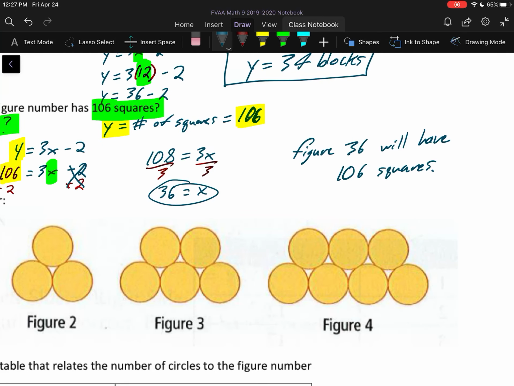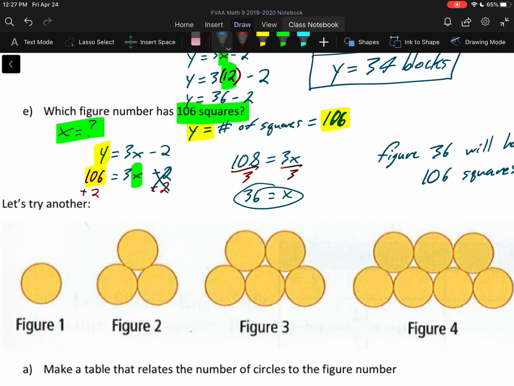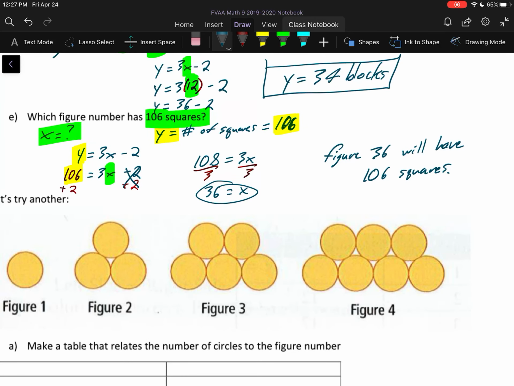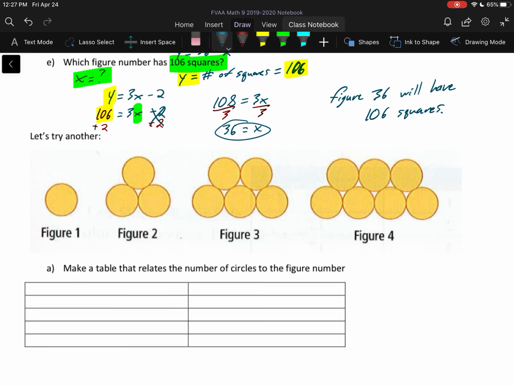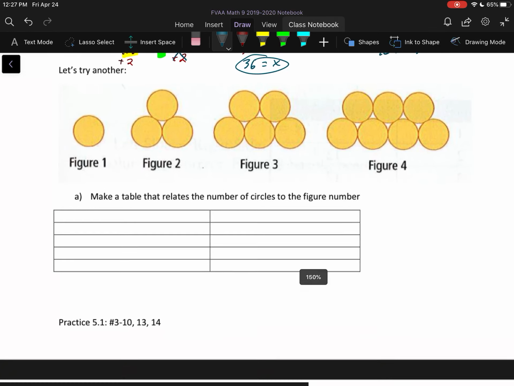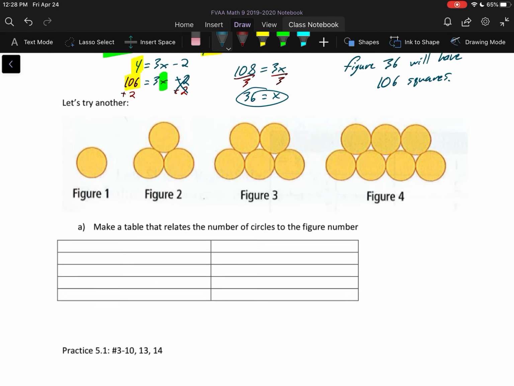I was able to use my equation again to solve for a figure without drawing 36 different figures and then counting the blocks by hand, which would be tedious and long and would take me the rest of the day. Maybe not the rest of the day, but it would take more of my day than I would like. Okay, let's try another one. That's a lot of new stuff there, and so let's try another one.